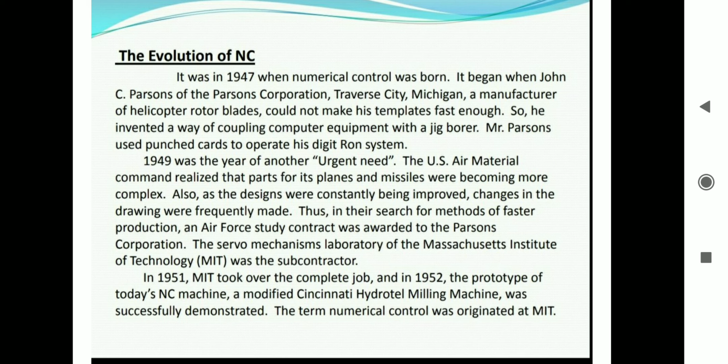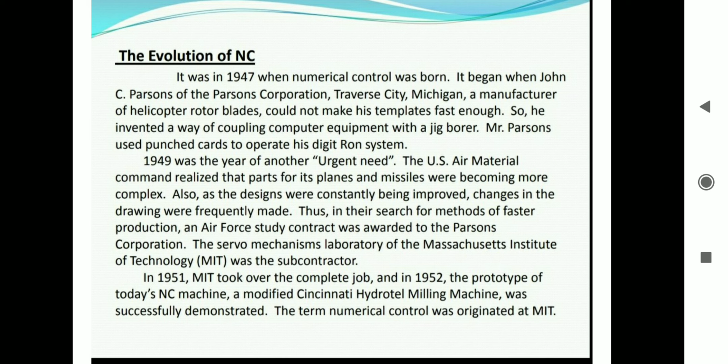In this Parsons Corporation, the manual machines were not fast enough. So he invented a way of coupling computer equipment with a jig borer. Mr. Parsons used punched cards to operate his digitron system. What do you mean by coupling computer equipment? It means connecting the machine to the computer. This is known as coupling computer equipment.